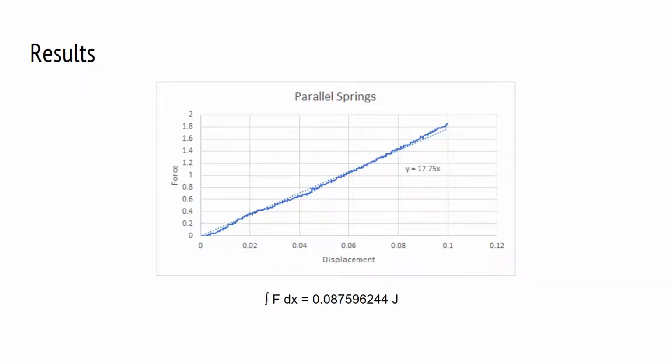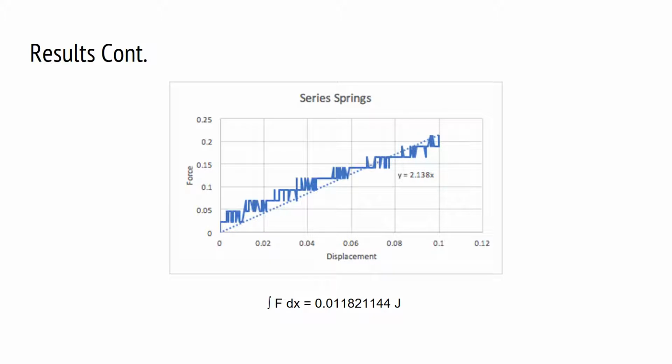For a system of 3 parallel springs, we found a relatively high spring constant of 17.75. When we took the integral, we found the potential energy to be about 0.087 joules. For our configuration of 3 springs in series, we found a relatively low spring constant of 2.138 and our integral giving us a potential energy of 0.0118.